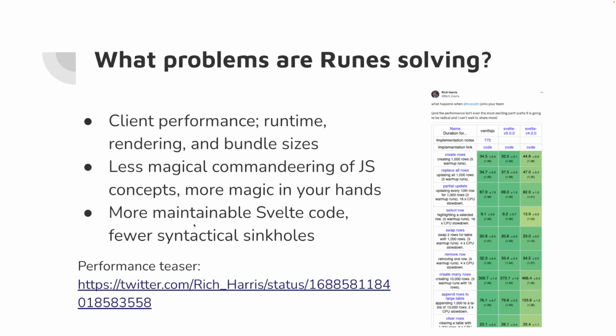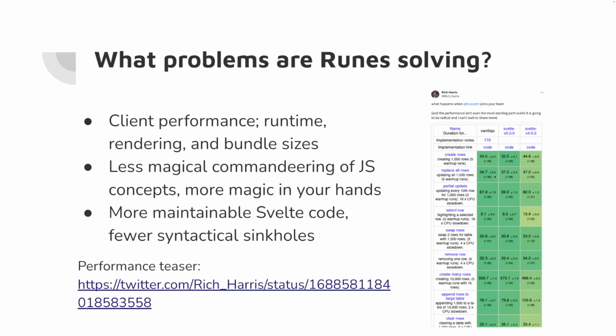Third, more maintainable Svelte code and fewer syntactical sinkholes. So this is very case by case, but also it is largely assumed that people face problems with the current Svelte code, and runes hopes to achieve some solutions. And on the right is a performance benchmark preview. So it's not official yet, but you can see that there's a dramatic improvement in runtime performance between Svelte 5 and Svelte 4, and in some cases, faster than vanilla JS.